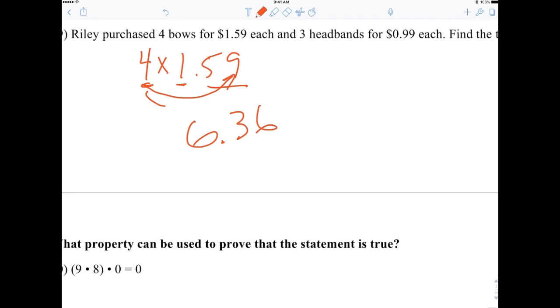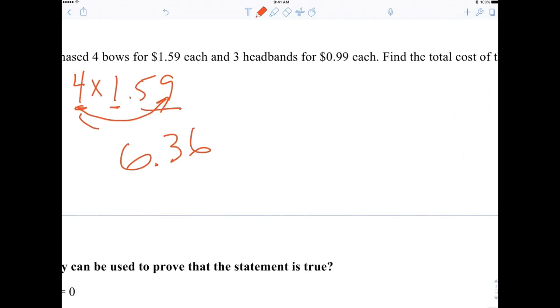Now, I also have 3 headbands. That's 3 times 99 cents, right? Now tell me how you got that. That's brilliant. So I just did, like you add, I don't know. Let me explain how I want you to do it. 99 cents is really close to $1, right? There you go. That's what you did.